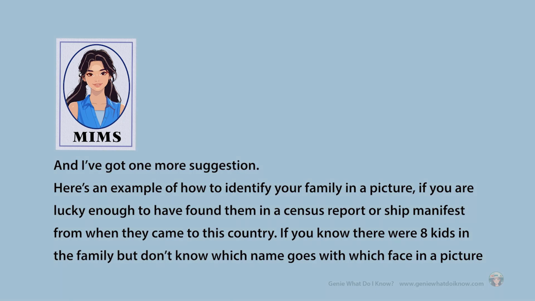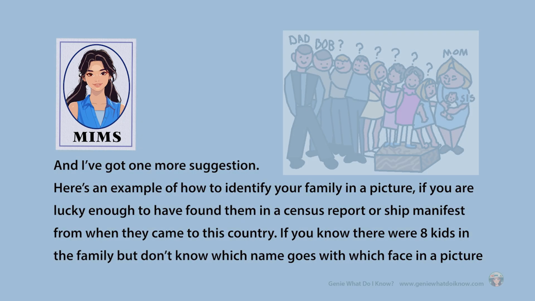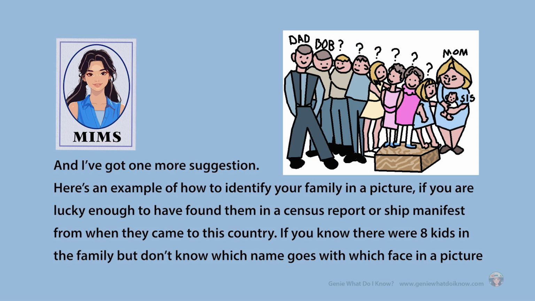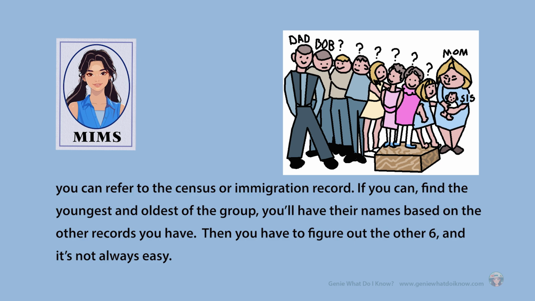Here's an example of how to identify your family in a picture, if you are lucky enough to have found them in a census report or ship manifest from when they came to this country. If you know there were 8 kids in the family but don't know which name goes with which face in a picture, you can refer to the census or immigration record. If you can, find the youngest and oldest of the group. You'll have their names based on the other records you have. Then you have to figure out the other 6, and it's not always easy.